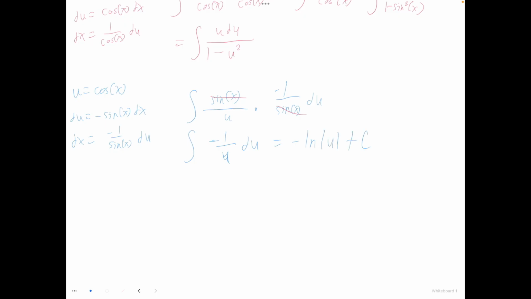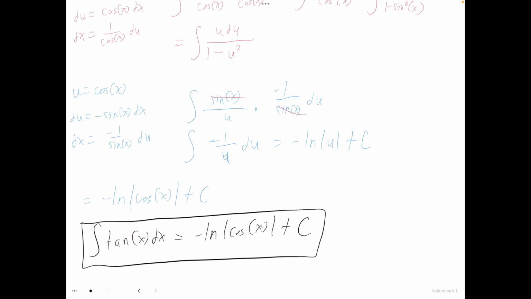And we want the absolute values because remember, we want to take the largest possible domain. And so the absolute values give us the largest possible domain when taking an antiderivative of 1 over u to make sure its domain is the same as the function 1 over u. And so now from here, we just need to plug our u back in. So we get negative ln of absolute value of cosine of x plus c. And so what we found is the integral of tangent of x is negative ln of absolute value of cosine of x plus c.